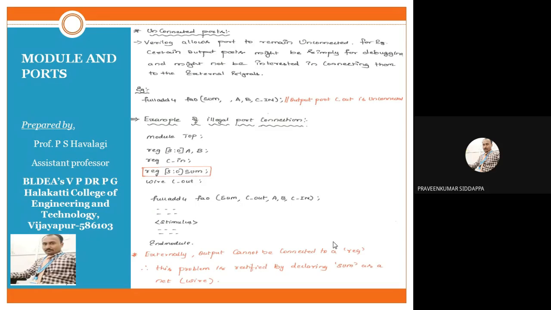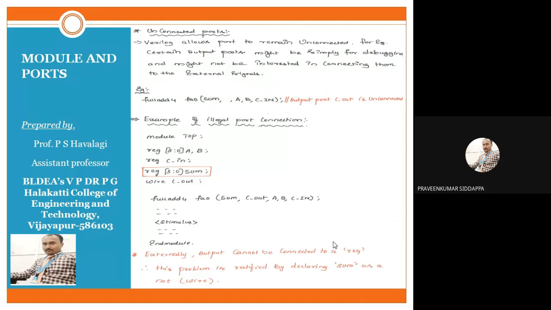So in that, I have written module top. Next, reg [3:0] A, B. Next, reg Cin, and reg [3:0] sum. That I have drawn within the rectangular box. So he is informing that it is an illegal port connection. Why is it an illegal port connection? Can anyone guess what the reason is?